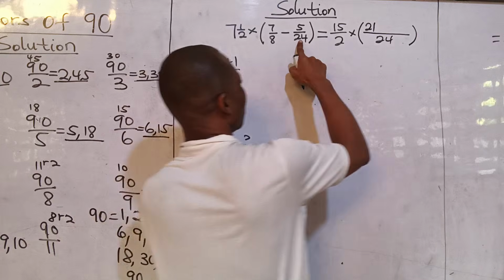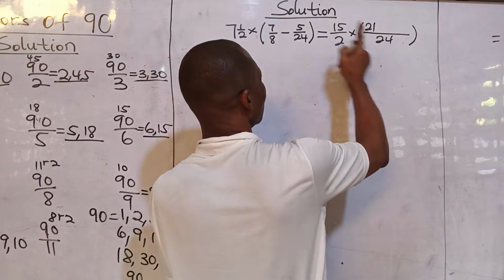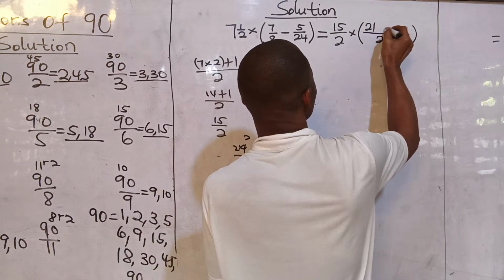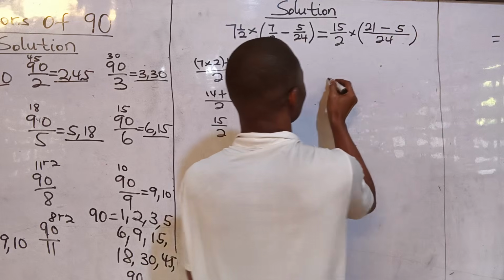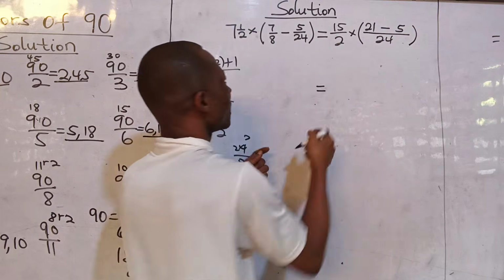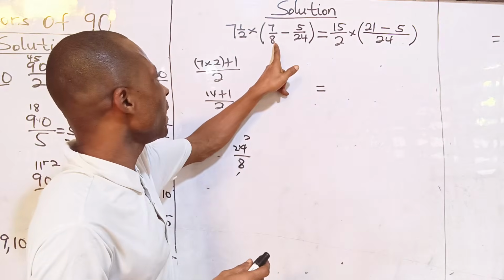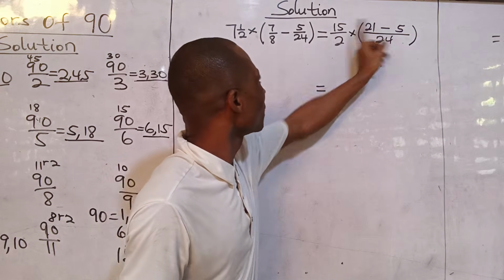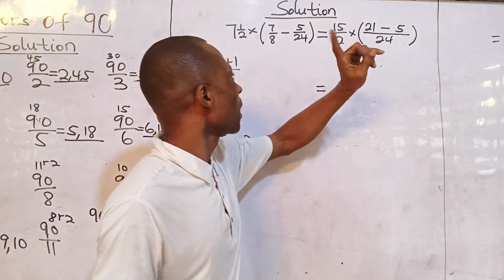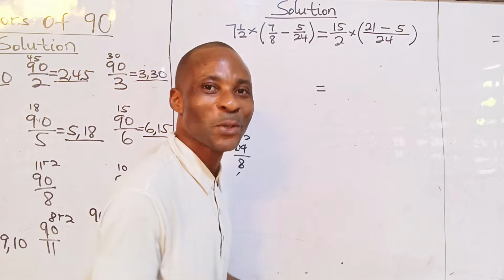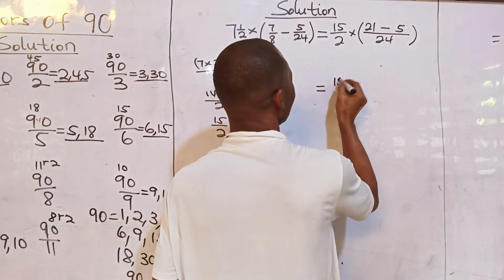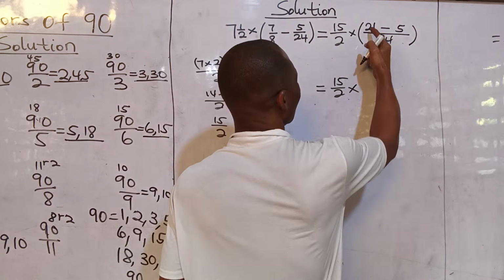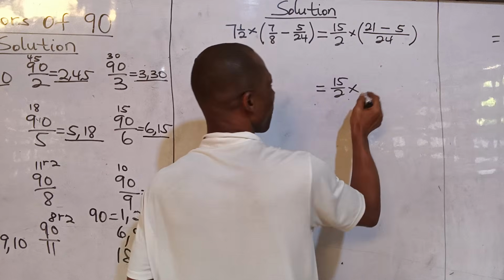How many times will 24 divide 24? It is going to be 1. 1 times 5 is 5. The next step, make sure these things are following each other. So we say 8 will divide 24, 3. 3 times 7 is 21. Minus 24 divides 24, 1. 1 times 5 is 5. Good. So you have 15 divided by 2 times 21 minus 5.